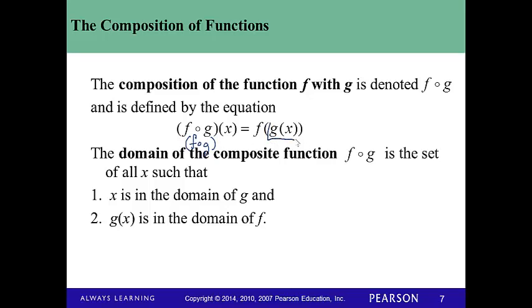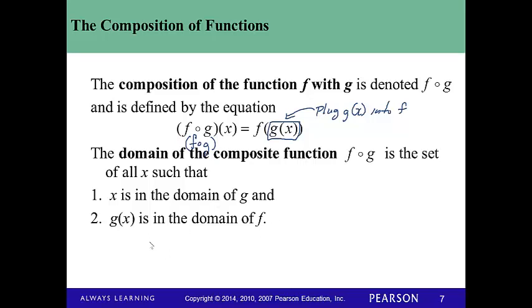So notice here that the g of x is inside of f. So it basically means plug g of x into f. So everywhere you see an x inside of f, you're going to put the entire g of x. And then the domain of the composite function f∘g is the set of all x such that x is in the domain of g and g of x is in the domain of f.